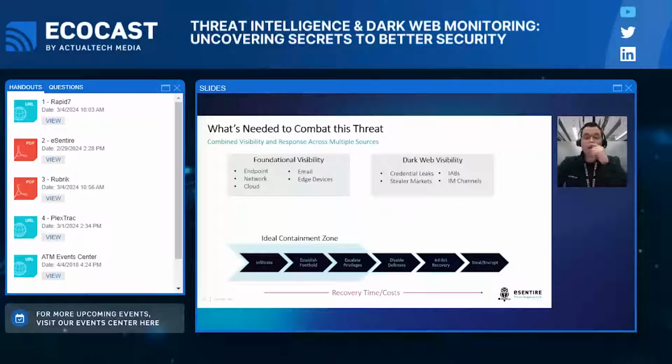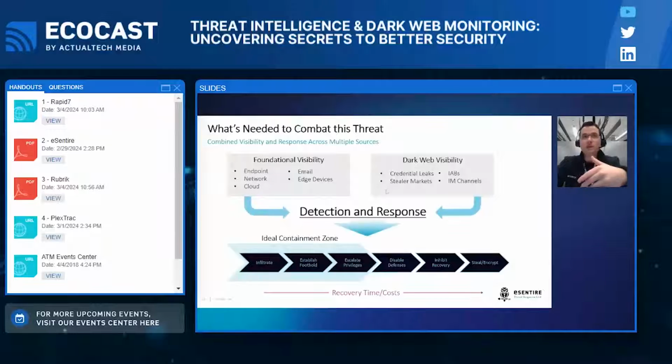Now, when it comes to dark web, visibility into credential exposure, particularly those information stealer markets like Russian Market, are crucial. Other data sources include instant messaging channels, initial access auctions, and just broadly speaking, criminal forums and mentions of VIPs or data that belongs to your organization. Now, does a dark web monitoring capability replace our foundational monitoring? Absolutely not. In today's threat landscape, our detection and response process needs to incorporate all of these sources to manage our exposure and respond to threats before threat actors can achieve their objectives.